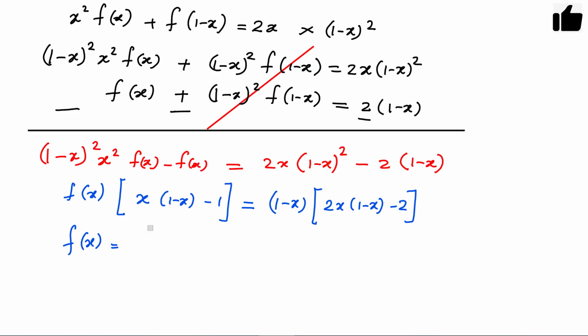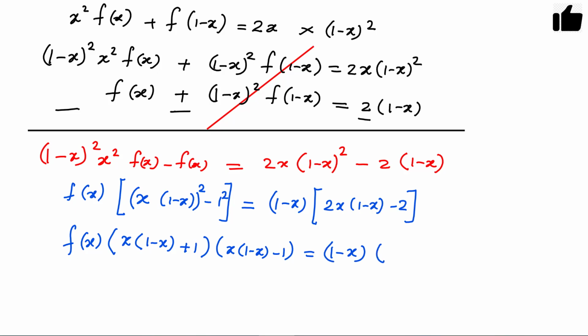This is simply x into (1 minus x) whole square. Now this is a square minus b square, so this will become (a plus b) into (a minus b). So f(x) is (x into (1 minus x) plus 1) times (x into (1 minus x) minus 1), and this side will have 1 minus x. And let us expand this.